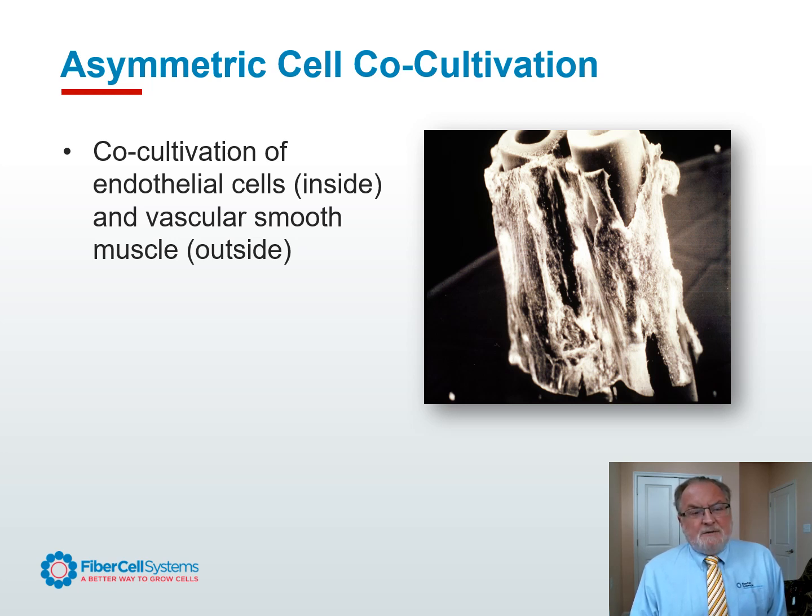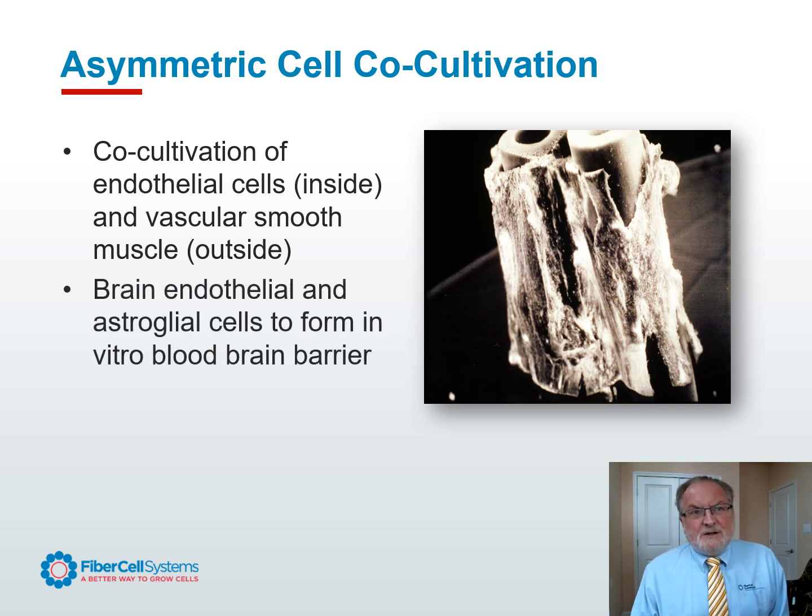As we change the flow rate, as we change the shear on the endothelial cells, G protein formation and endothelin receptor expression in the vascular smooth muscle is directly affected. So something is being secreted by the endothelial cells that directly affects the physiology of the vascular smooth muscle. We can also take brain microvascular endothelial cells on the insides of the fiber and astroglial cells, and we can set up an active permeability barrier that behaves a lot like the blood-brain barrier in vitro.